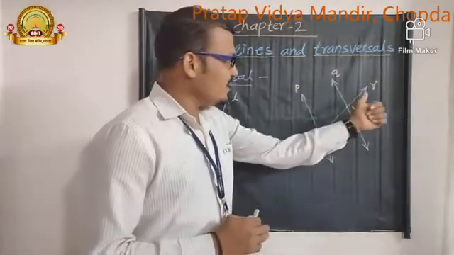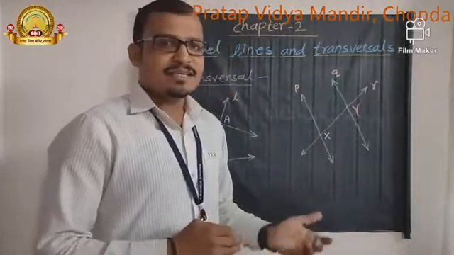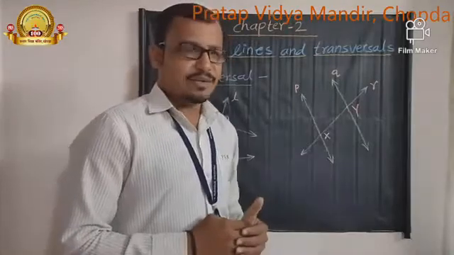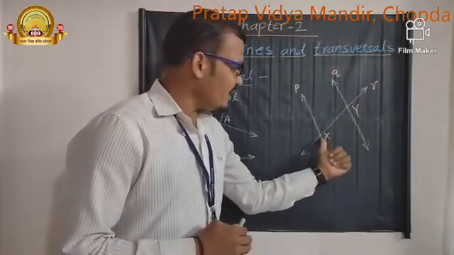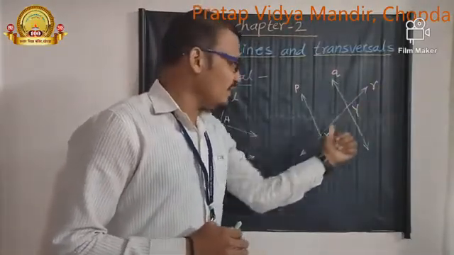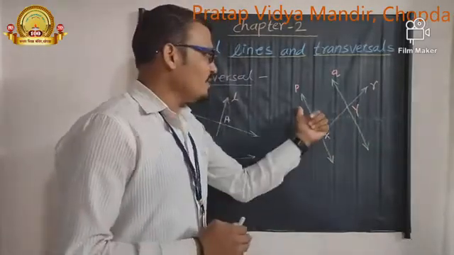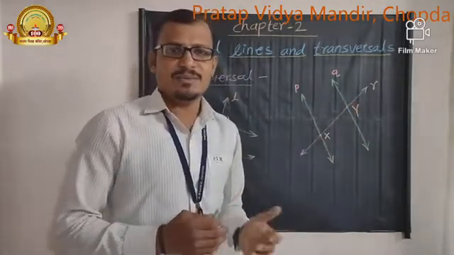Similarly, here line R intersects line P and line Q in two distinct points X and Y. So line R is the transversal of line P and line Q.